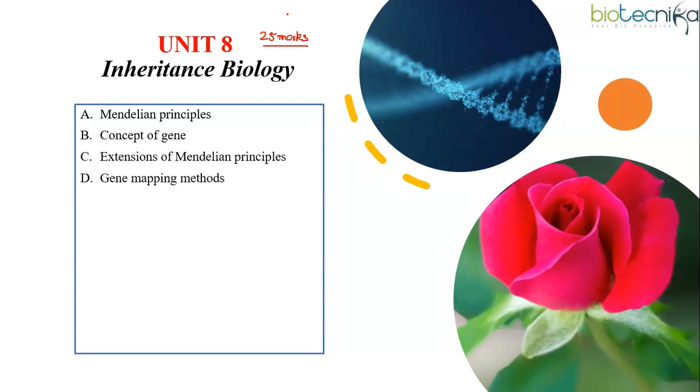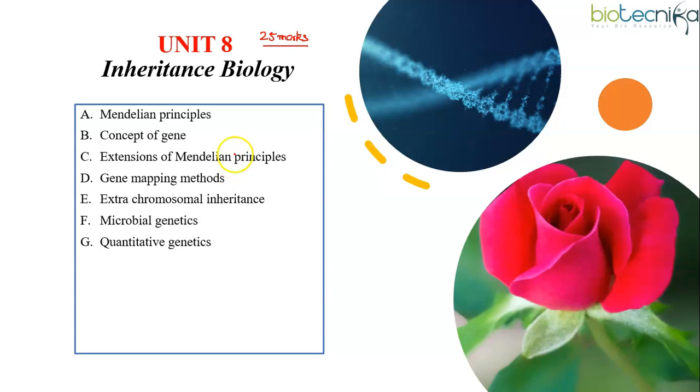So here in this unit, you study about Mendelian principles, Mendelian ratios, you study about probability, you study about concept of gene, about allele, pseudo-allele, complementation test or group, you study about extensions of Mendelian principles, you study about the terms like incomplete dominance, codominance, pleiotropy, penetrance and expressivity, epistasis. Then here you learn about how to plot a genetic map. You learn about gene mapping methods.